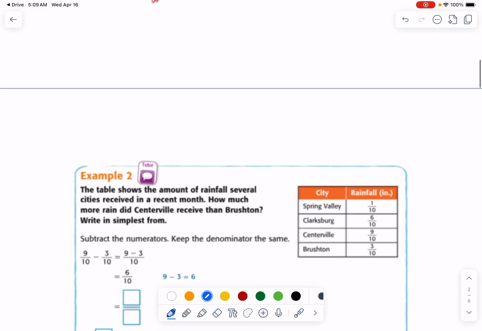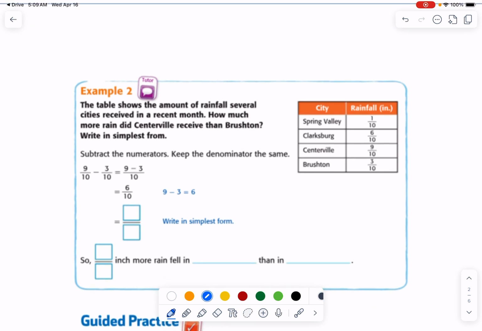Okay, let's try another one. I'll remember to read the question this time. The table shows the amount of rainfall several cities received in a recent month. How much more rain did Centerville, here's Centerville, receive than Brushton? And here's Brushton. Okay, so we have 9/10 take away 3/10. We can keep the denominators the same, and 9 take away 3 is 6.